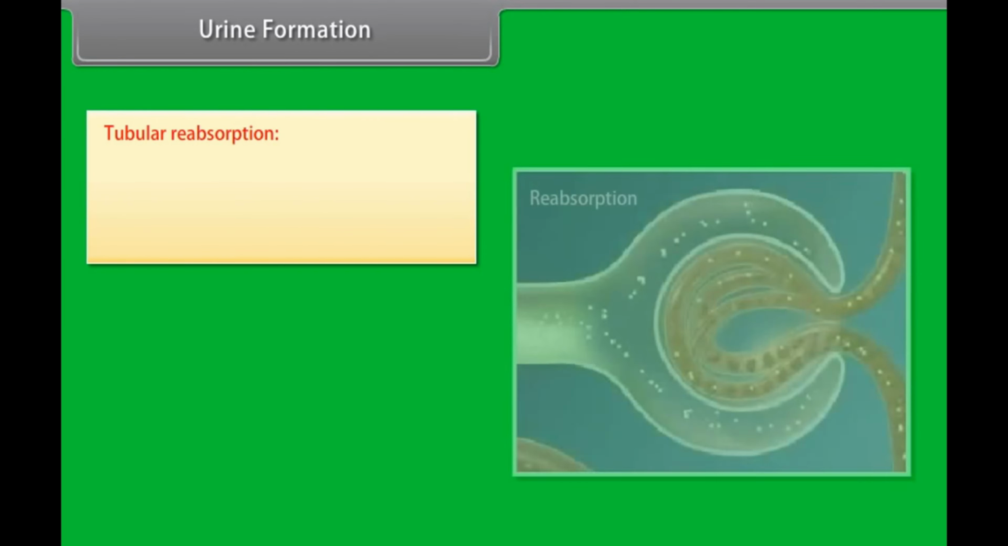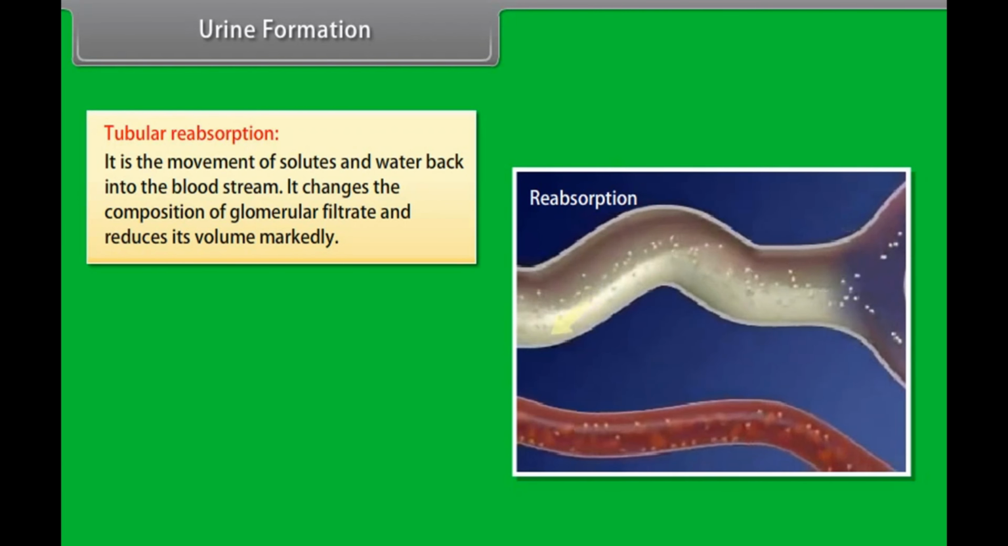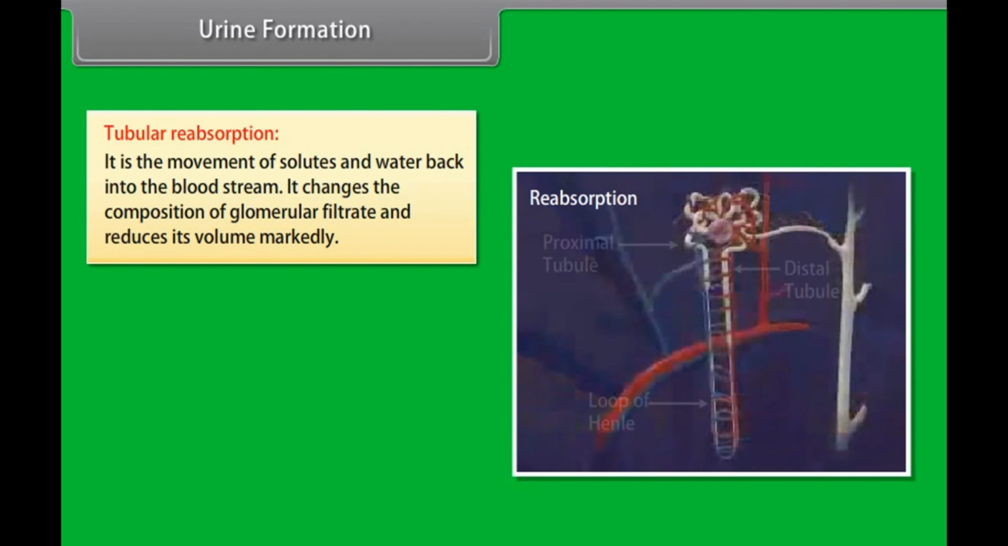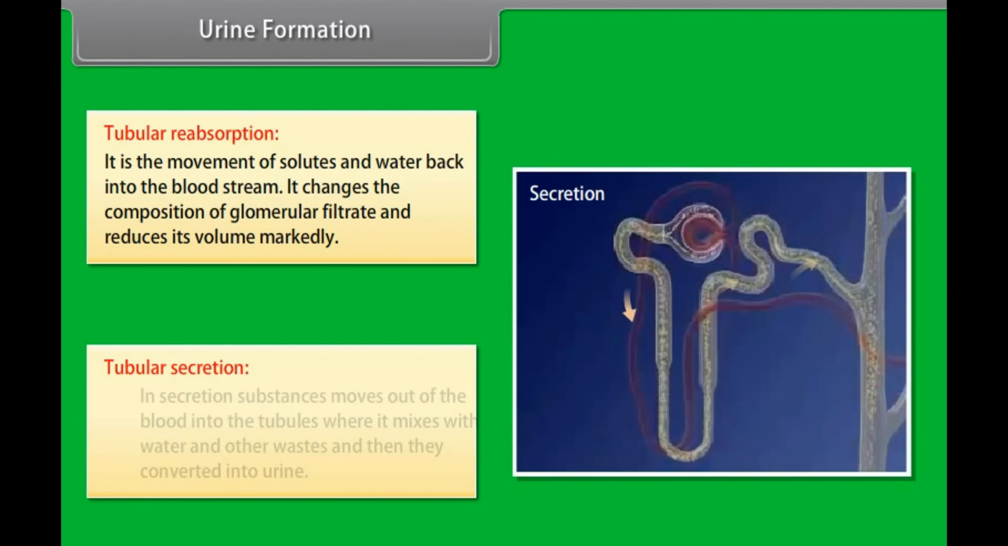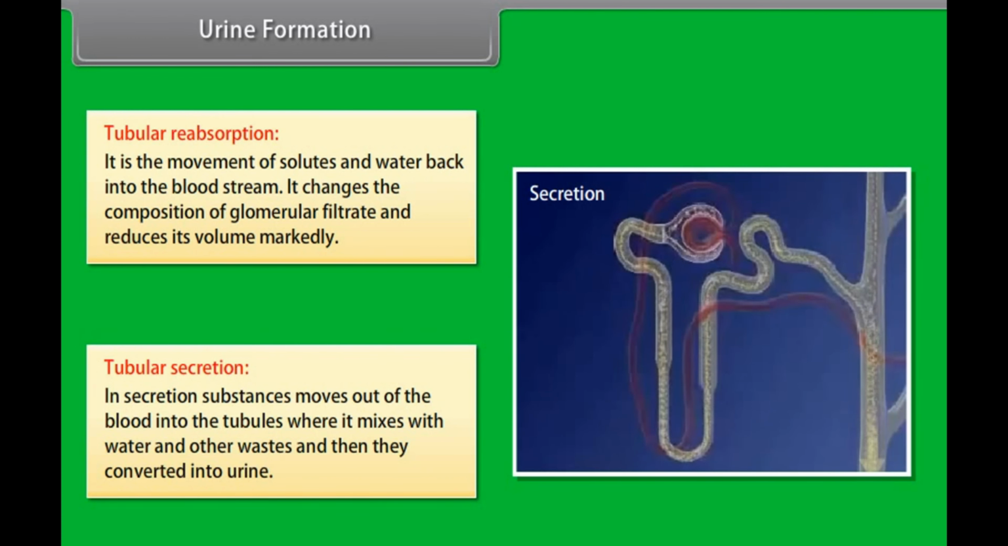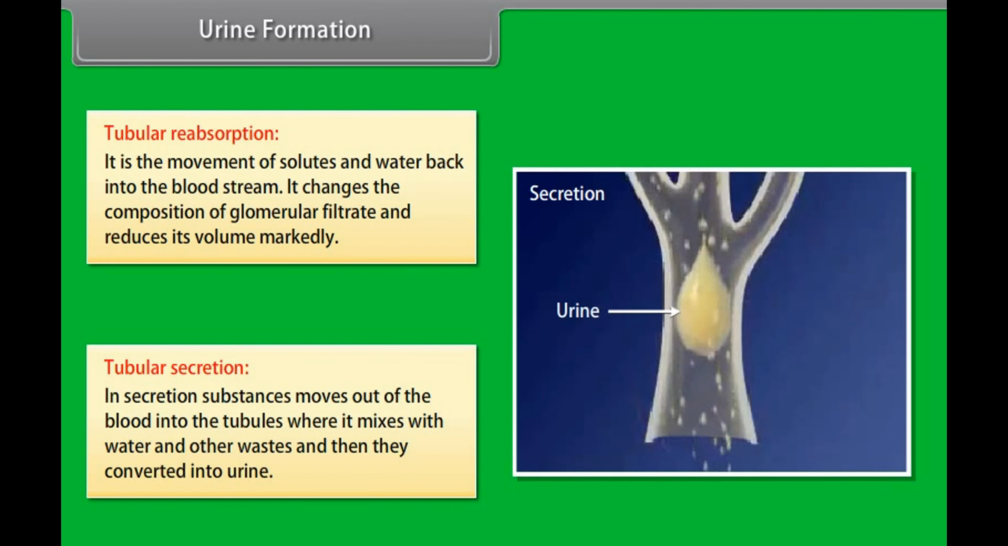Second is tubular reabsorption. It is the movement of solutes and water back into the bloodstream. It changes the composition of glomerular filtrate and reduces its volume markedly. And the third is tubular secretion. In secretion, substances move out of the blood into the tubules where they mix with water and other wastes, and then they are converted into urine.